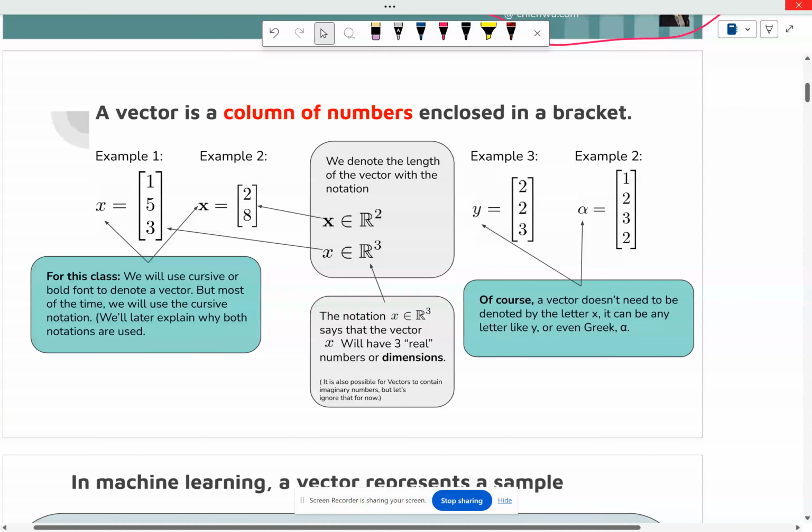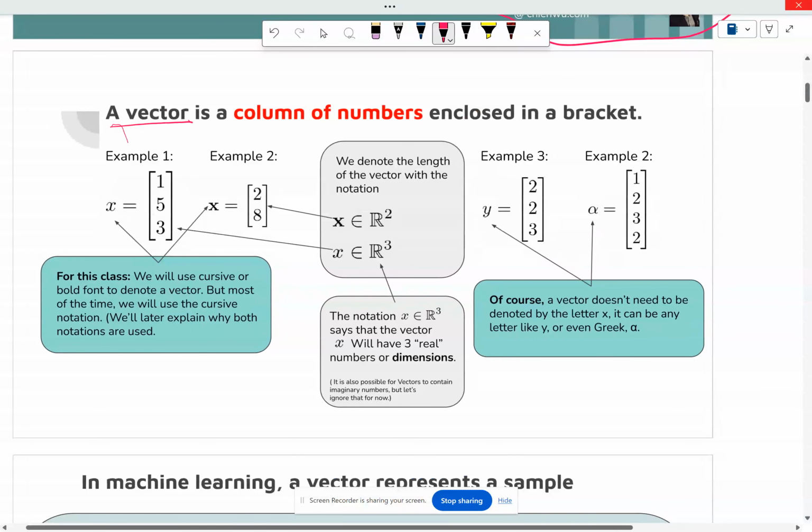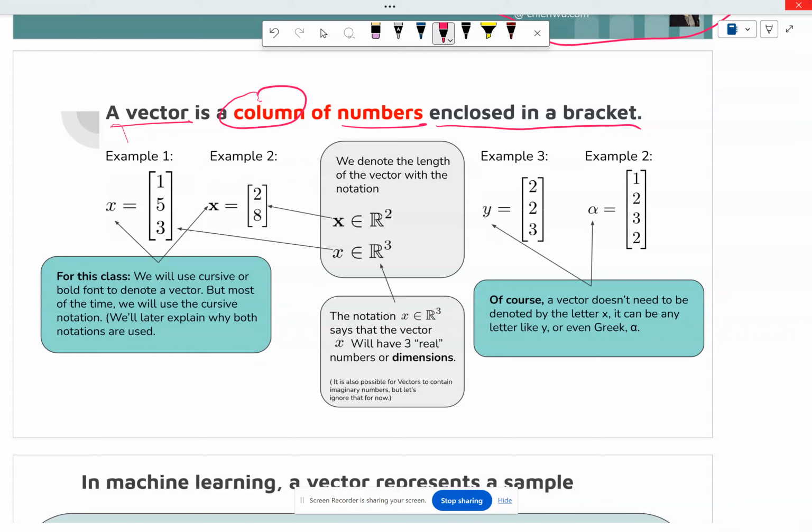Okay, let's start by thinking about vectors. I hope most of you by now have had some experience with vectors, but let's start from the basics. You can think of a vector as basically a column of numbers enclosed in a bracket. For example, here is a column of numbers enclosed in a bracket. It doesn't necessarily have to have two or three; it could have any number of elements in it, and each element could be numbers or something else.